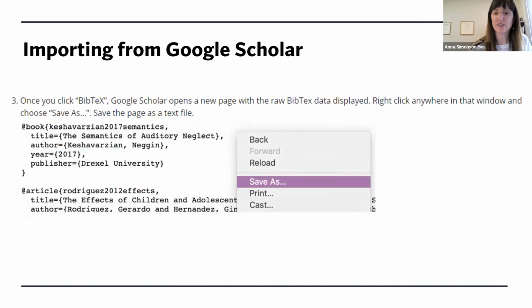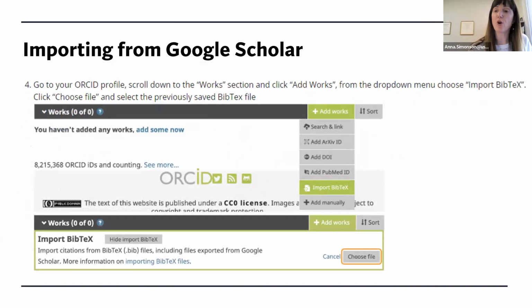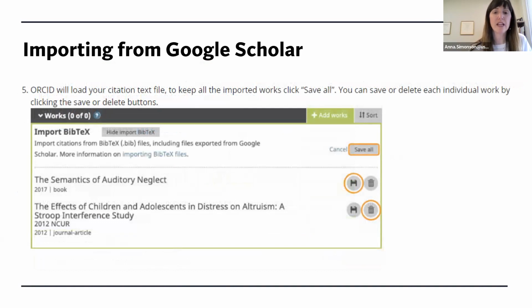So that's what a BibTeX file looks like. You're going to save it as that. And then you're going to go back to your ORCID record and add works and import that BibTeX file, right? It's going to prompt you to choose that file. And it will show up in your ORCID record. So even though Google Scholar is not integrated with ORCID, you can still get everything into your account through that. Now if you don't want everything, let's say you imported everything from Google Scholar and there's some things you don't want, you can always delete those from the record.